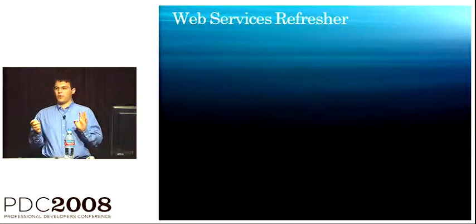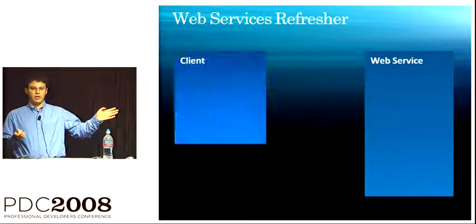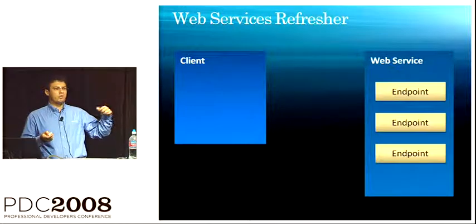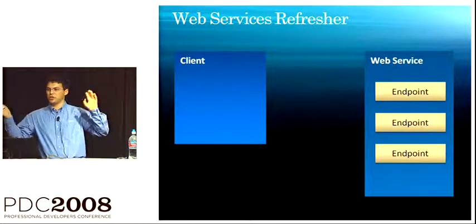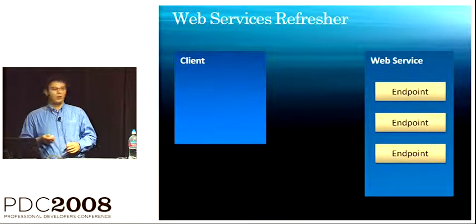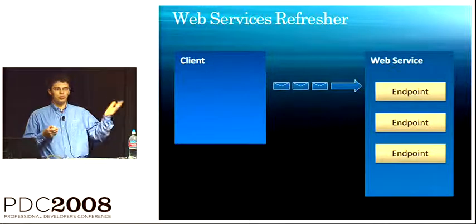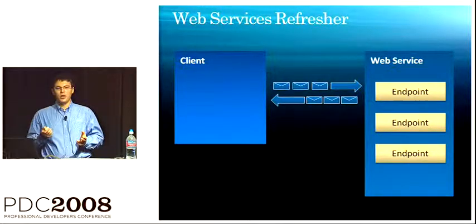Okay, so what is a web service? In the world of web services, there is a web service, and there is the consumer, the client to it. A web service is usually a set of endpoints. Every endpoint implements some kind of functionality, some kind of resource. The client is going to send messages to the web service, and the web service is going to send replies. These are the basic things.